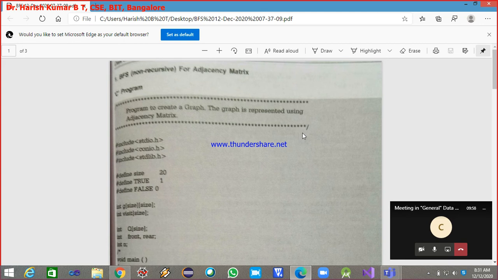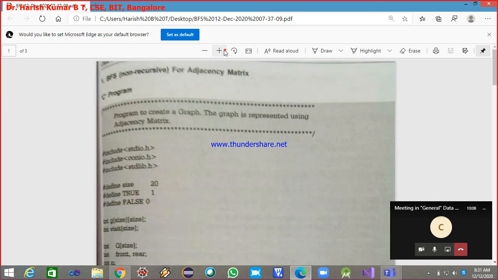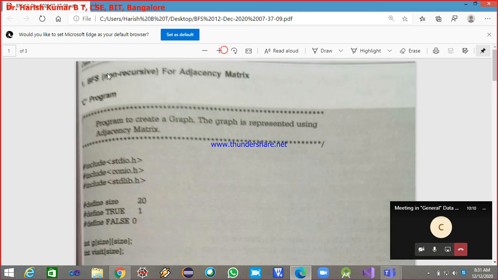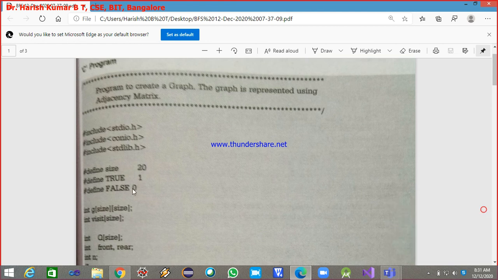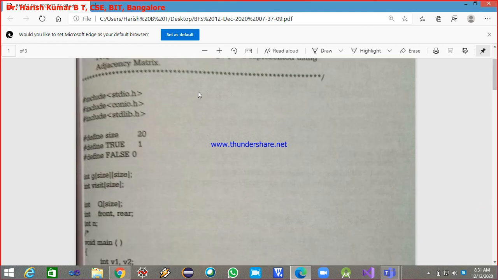So I had to trace the 11th program, but I think since there is very little time now, let me go with the program BFS non-recursive for adjacency matrix. So, let us understand this program for today.